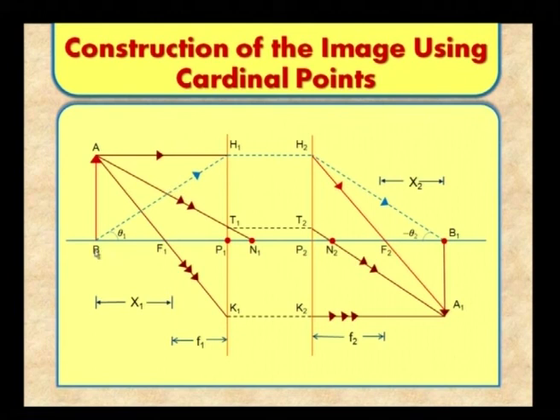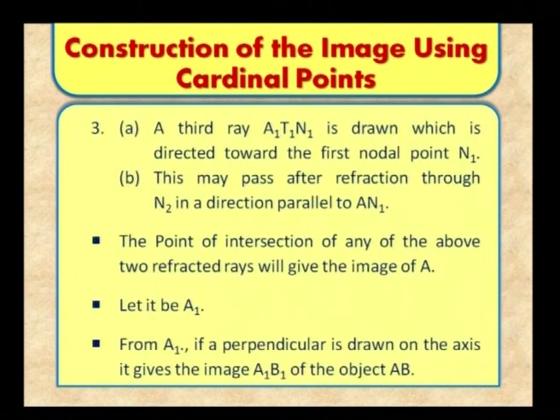Similarly, from B to F1 is x1, and similarly B1 F2 is x2, and this distance F1 P1 is equal to the first focal length. Similarly, your F2 P2 is the second focal length. So, these are things that we have to keep in mind, and then finally it turns out from A1, if a perpendicular is drawn on the principal axis, it gives the image A1 B1 for the object AB.